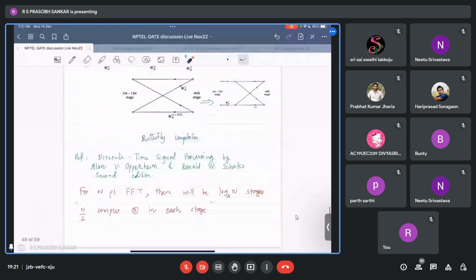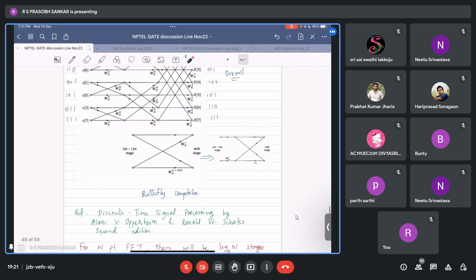So any doubts till now? This is the approximate number. This structure is known as the butterfly structure. Any doubts, any clarifications till now? If it's okay, we can proceed. For more details, you can refer to this textbook. Shall we proceed?